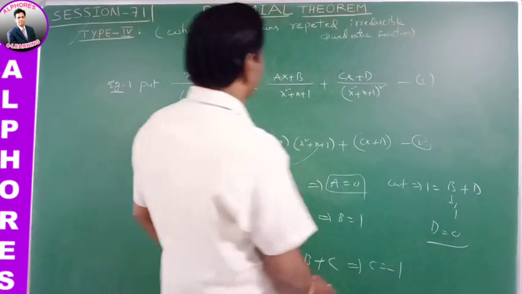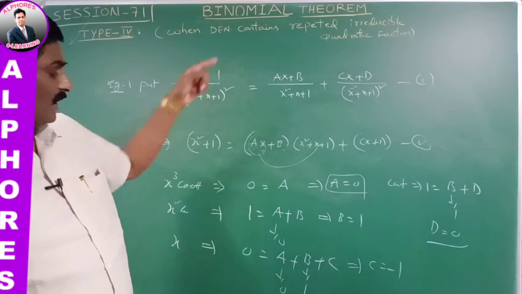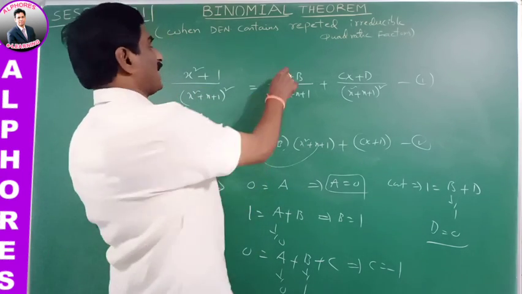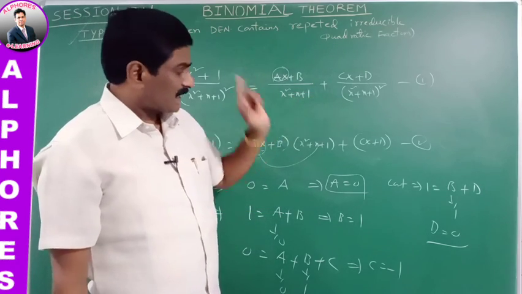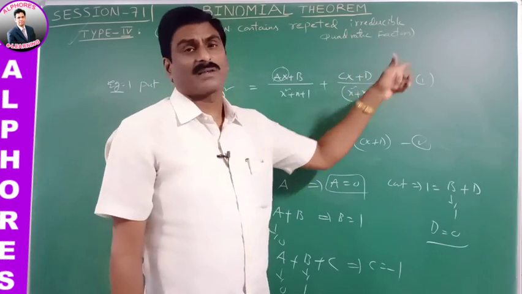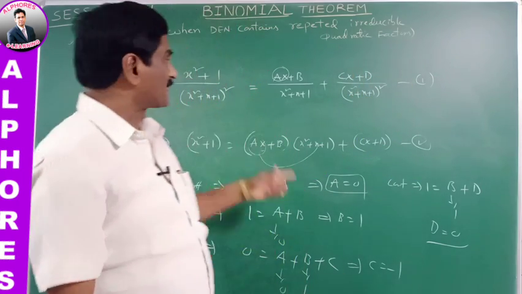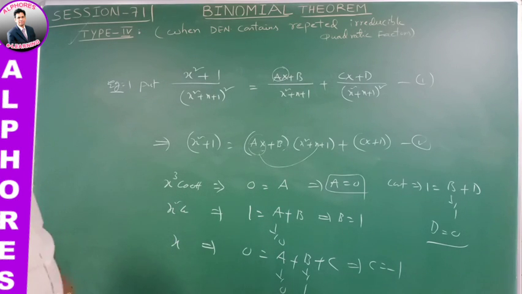Substitute these values in the given equation, we get partial fractions. A value is 0, so this term is 0. What is the value of b? 1. So 1 by x square plus x plus 1, plus, c is equal to minus 1, minus 1 plus 0 by x square plus x plus 1 whole square. These are the required partial fractions. Please note this value.